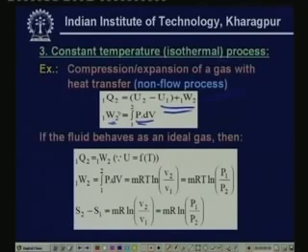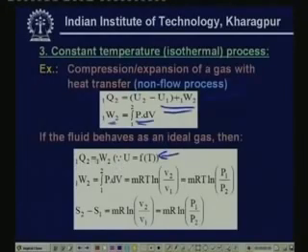And if you assume that this fluid behaves as an ideal gas, then U2 will be the same as U1, because for an ideal gas, if you remember, the internal energy and enthalpy changes are functions of temperature only. So for an isothermal process, temperature remains constant. That means internal energy has to remain constant and enthalpy also has to remain constant, because both are functions of temperature only. If you apply this conclusion to the first law of thermodynamics, you will find that U2 is equal to U1. So you end up with this equation. That means heat transfer is equal to work transfer for this process.